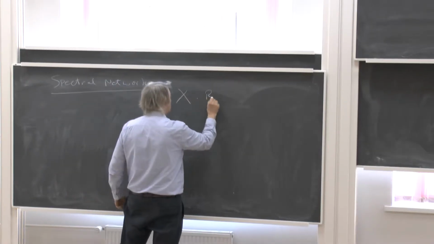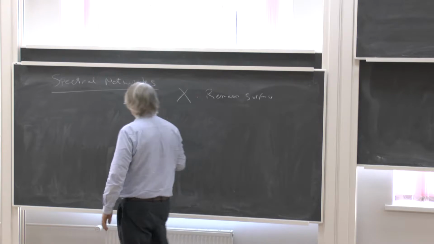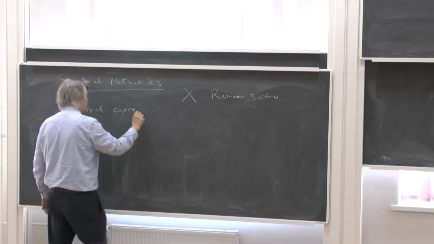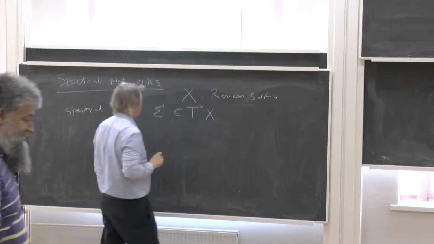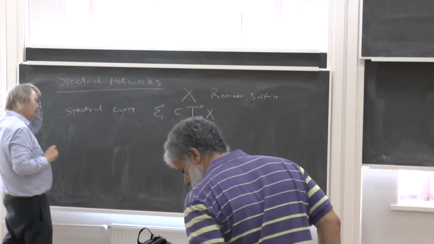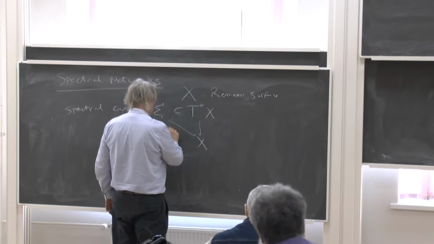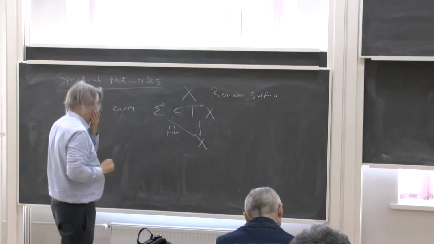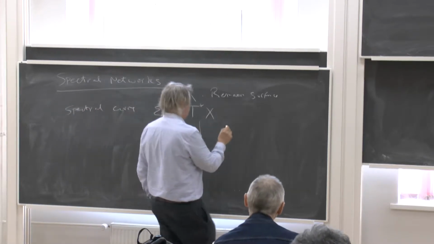Suppose we have a real surface X, and suppose we're given some kind of spectral curve Sigma inside the cotangent bundle of X. This means that the projection to X should be an R to 1 proper map.